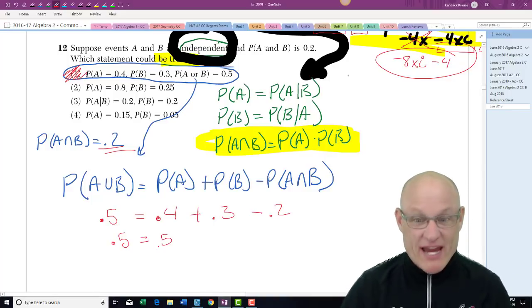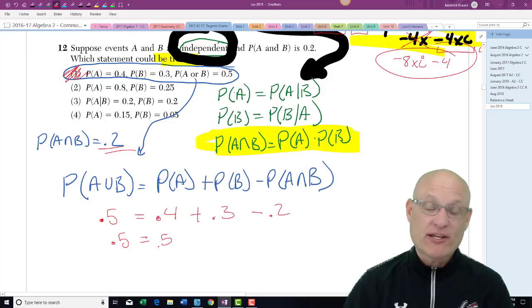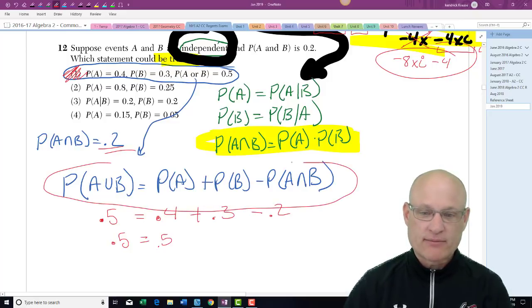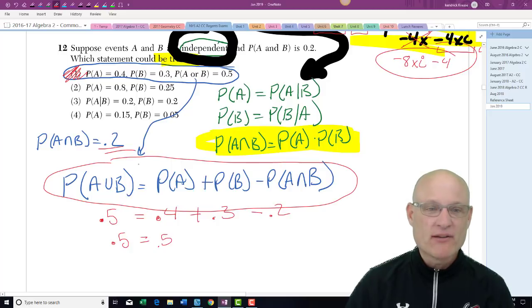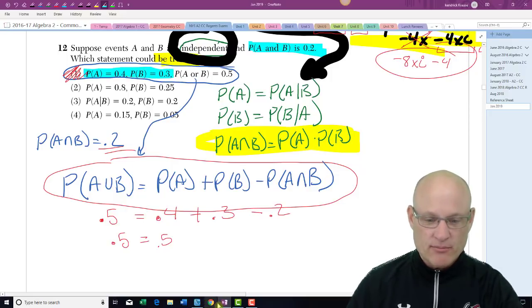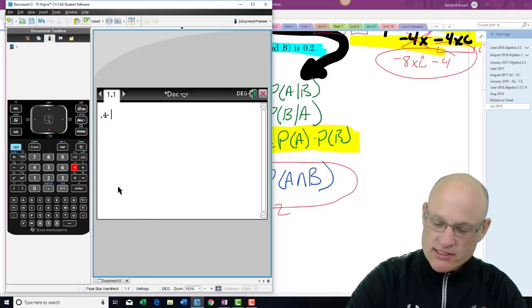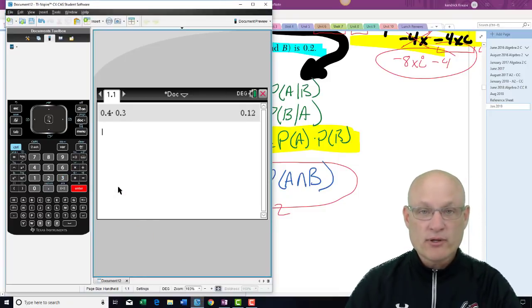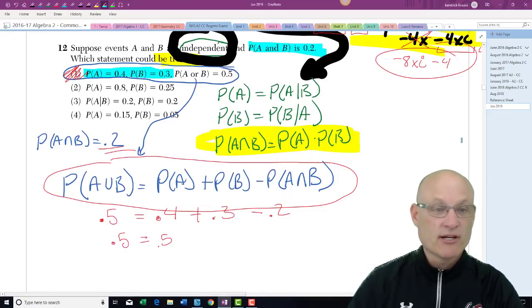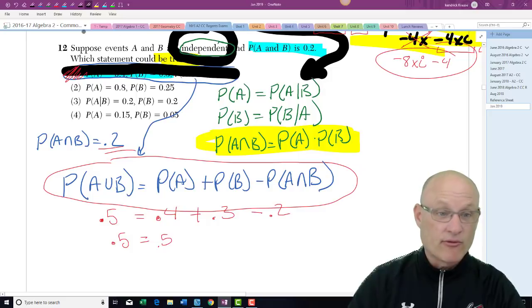So this is crazy. This question makes you think you got the right answer because it worked in the OR formula, correct? Except for one thing. They told you that the probability of A and B is equal to 0.2. If I take these two things together and multiply them, where's my calculator? And I do 0.4 times 0.3, I don't get 0.2. So that's not the right answer. Although that was really tricky. We're going to get rid of that one right now.